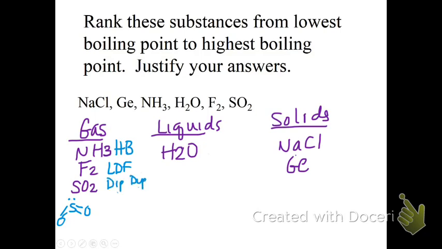But it's also a much larger molecule than the other one, because it's got a lot more electrons. So it's also going to have fairly high LDFs. So I'm going to call it the highest of the gases. So I would rate this so far as F2 would be the lowest, then NH3, and then SO2. Because of the LDFs, having much more electrons, it's going to have a much higher boiling point than the rest of those. And then comes water, because it's a liquid.